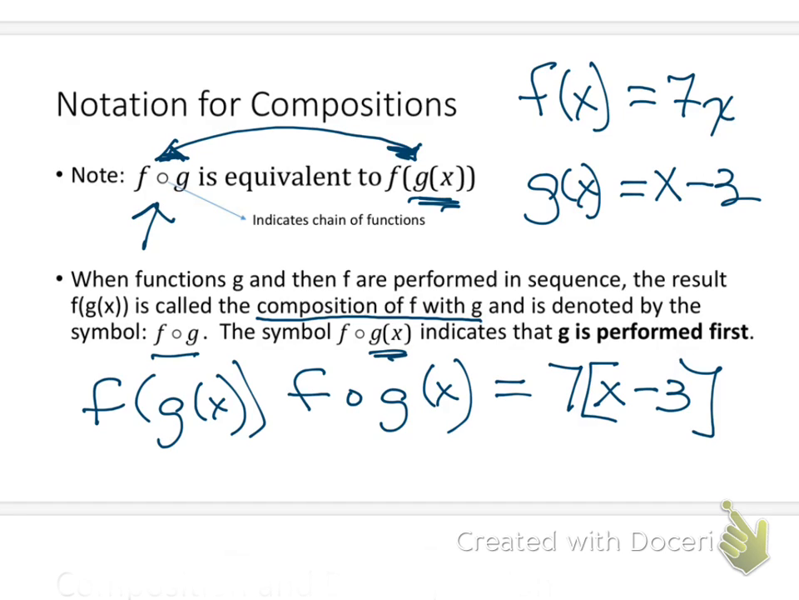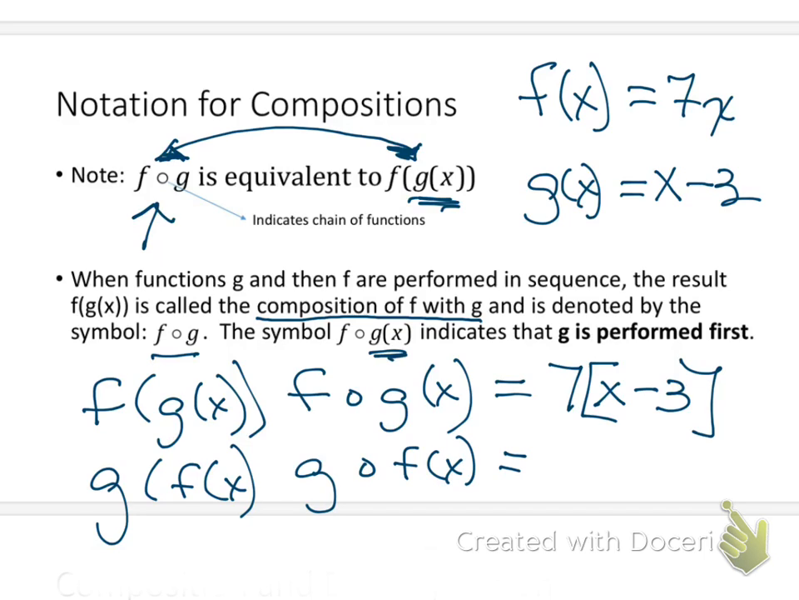What if I want to do g of f of x? How does that work? Well, that is g circle f of x, and in this situation what I'm going to do is take that g of x function and put in the f of x wherever I have an x. So g of x becomes 7x minus 3. Okay, so you get two very different functions, whether you do f circle g or g circle f.